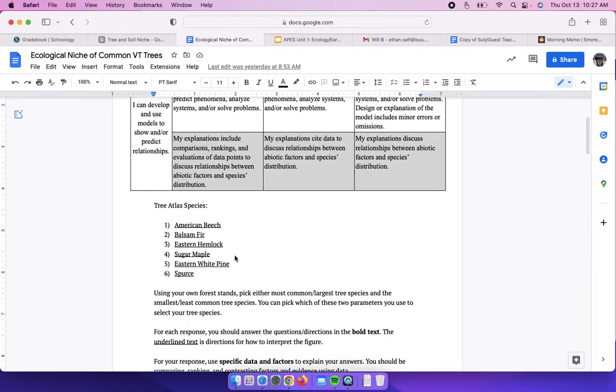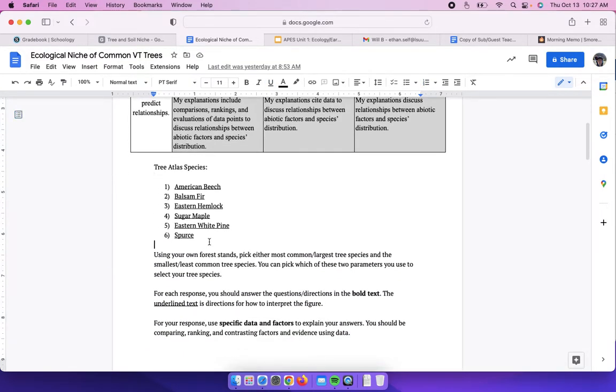Now, within the different species you can explore, I have given you what I think are the most common species that we would have seen out in our forests: the American beech, the balsam fir, the eastern hemlock, sugar maples, eastern white pines, and the spruce. You certainly can go to this website and find other trees on the list if you need to, but I think these would be the most important.